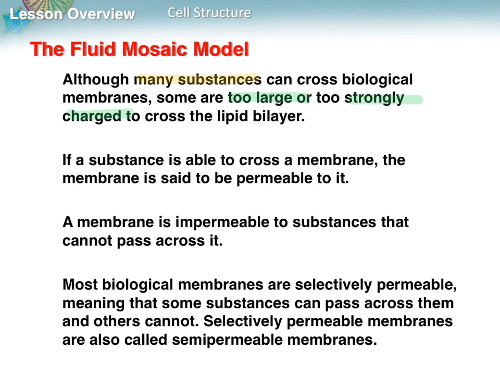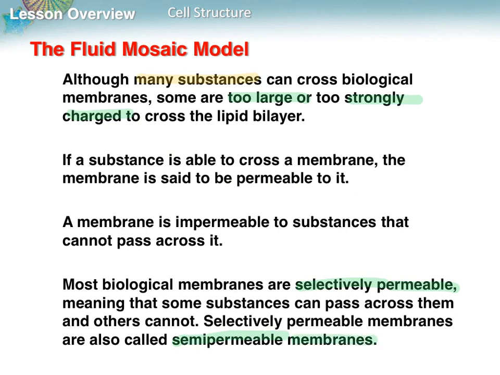Most biological membranes, like a cell membrane, are what we call selectively permeable, meaning that some substances, like very small molecules like water and oxygen and carbon dioxide, can pass across them, but other molecules cannot. Large molecules like glucose or any of those biological molecules we talked about, anything that has a charge to it, cannot pass across the cell membrane. These selectively permeable membranes can also be called semi-permeable membranes.